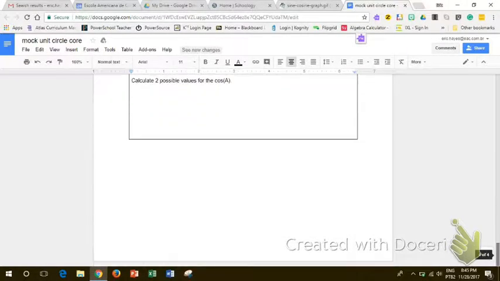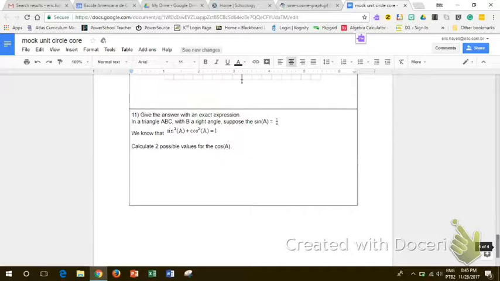Last one. Try not to get too excited. Give the answer with an exact expression. What does that mean, exact expression? It means that you leave it as a decimal. Is that what it means? No, that's not what it means. It means you leave it as a fraction, okay?